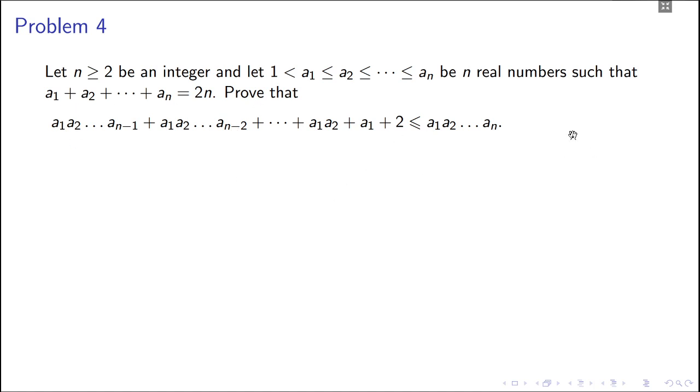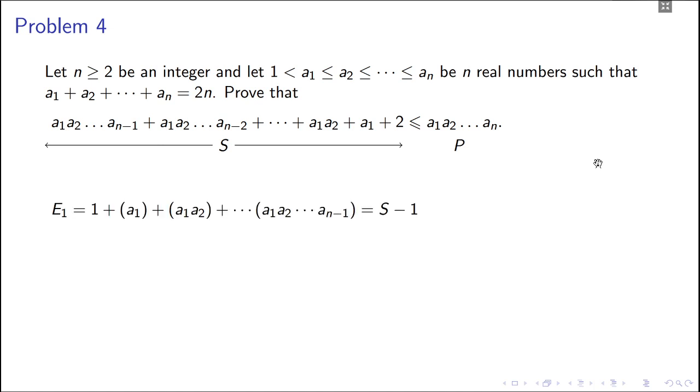So I'll just show you how to do this. This you call S, this one you call P. This is a product, you call it P. So you have to prove that S is less than or equal to P. We prove it with Chebyshev inequality.